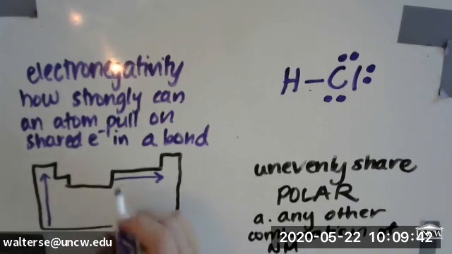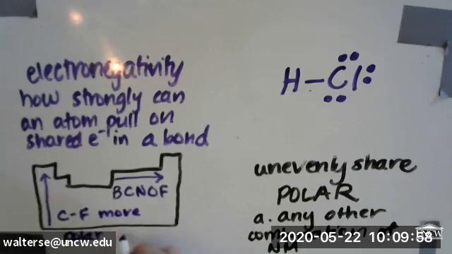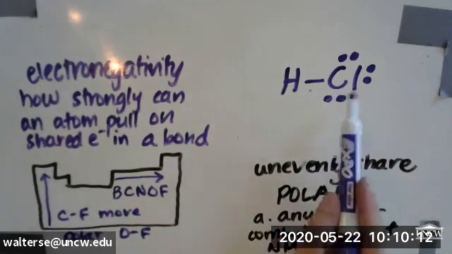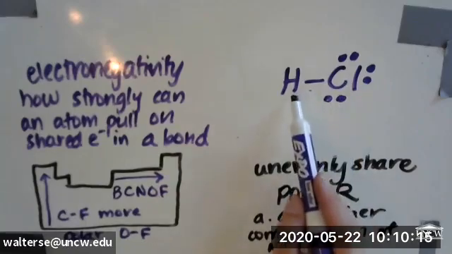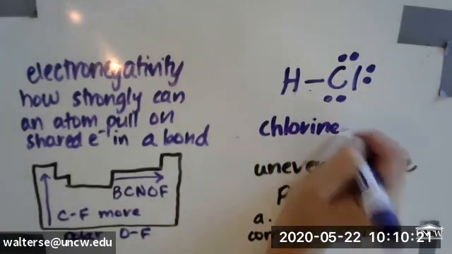So if you look across the second period, you have boron, carbon, nitrogen, oxygen, fluorine. Okay. A carbon to fluorine bond is going to be more polar than an oxygen to fluorine bond because the carbon and the fluorine are spaced farther apart on the periodic table. So there's a greater difference in their electronegativity. Okay. So of these two atoms, the chlorine is more electronegative than the hydrogen. So the chlorine is going to win the tug of war.